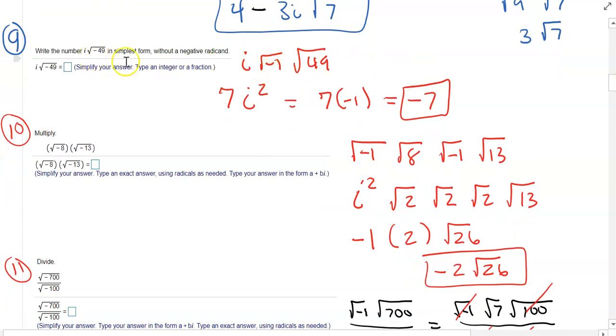Here we have i is given to us. We're multiplying that times the square root of -1, which is i, so that gives us i squared. The square root of 49 gives us 7. i squared is -1, which gives us -7.